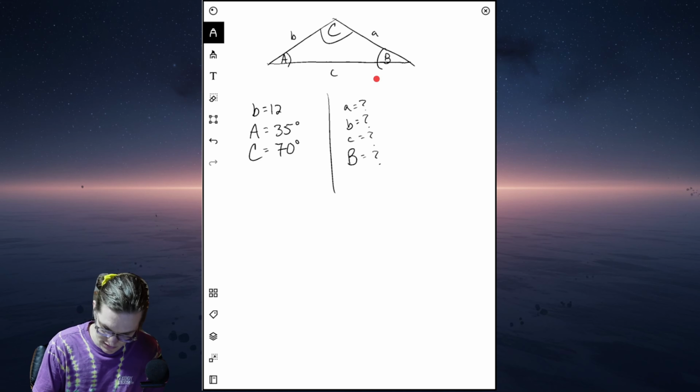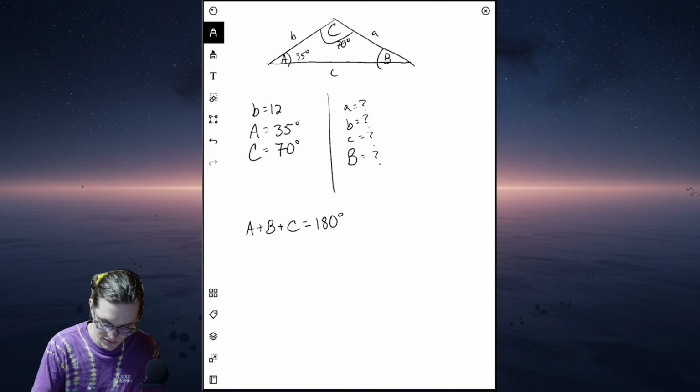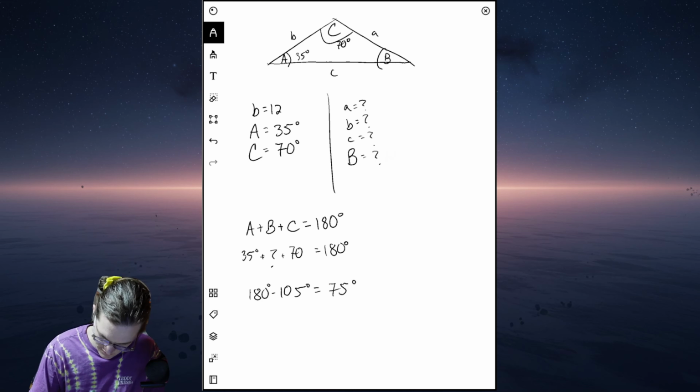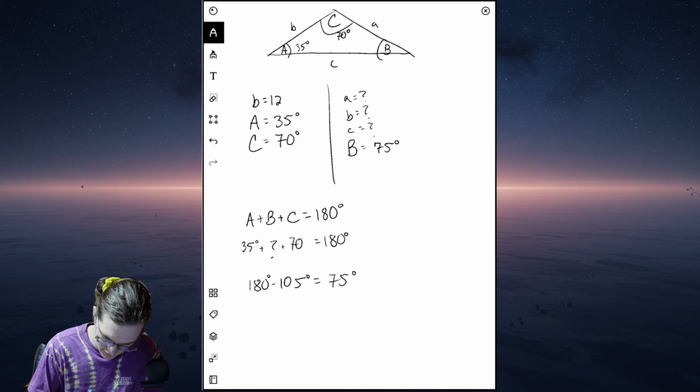First thing I'm going to do, it's easy, is I have two angles of this triangle. A is 35 degrees, C is 70 degrees, and so there's only one angle left. That means if A plus B plus C is 180 degrees in a triangle, well then we have 105 from adding these together, 35 plus 70. So 180 minus 105 equals 75. That was easy. I'll fill this out. B is 75 degrees. And now we'll use the law of sines.